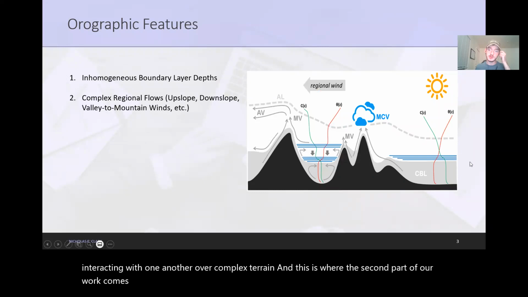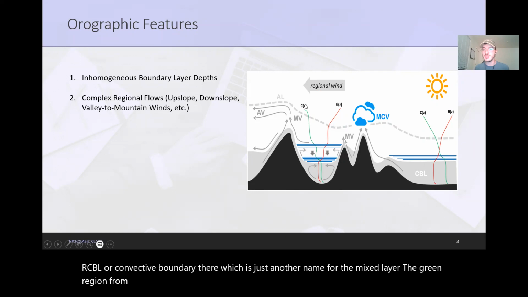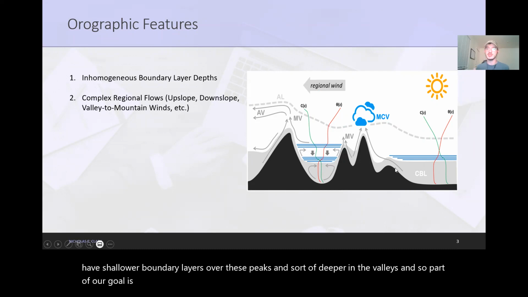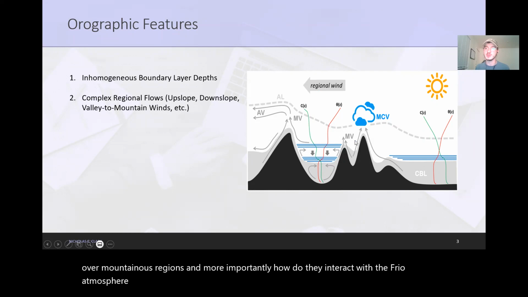You can see, if you look at this figure here, that our CBL, our convective boundary layer, which is just another name for the mixed layer, the green region from before, changes spatially over the mountainous regions. We have shallower boundary layers over these peaks and deeper in the valleys. Part of our goal is to understand how the concentrations of trace gases change over mountainous regions, and more importantly, how they interact with the free atmosphere above. We want to look at gradients between the two.